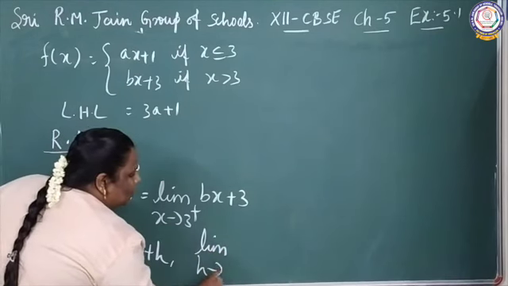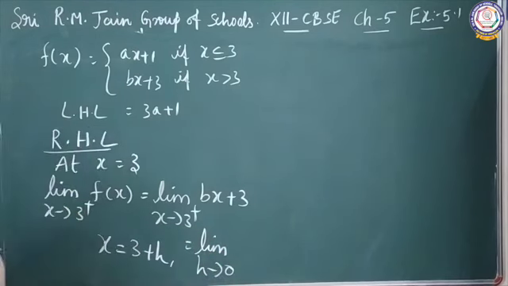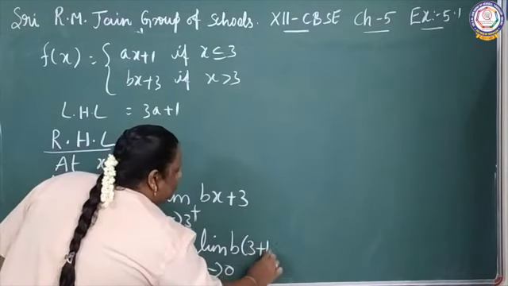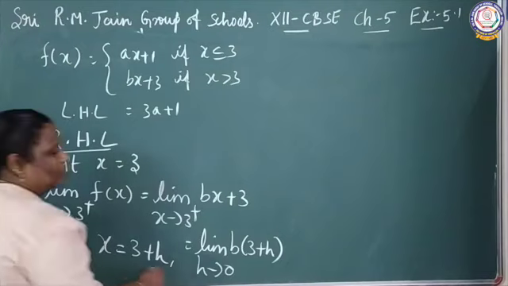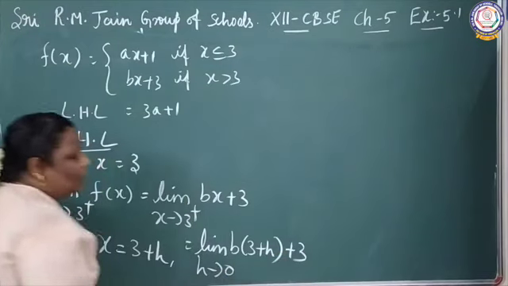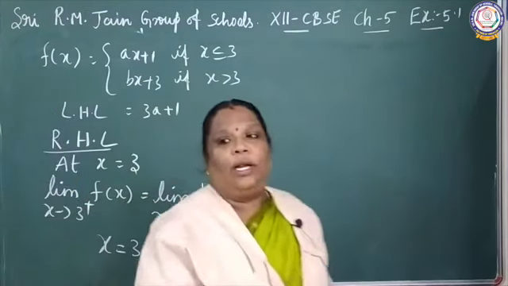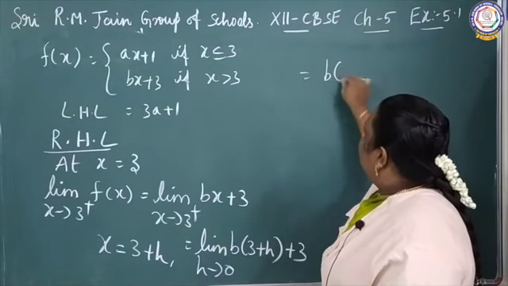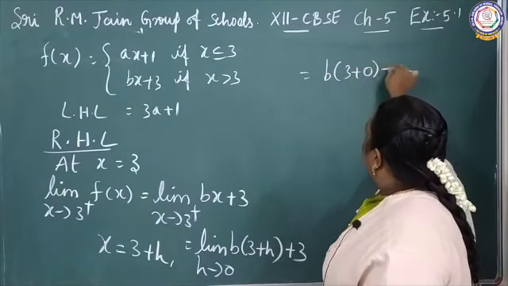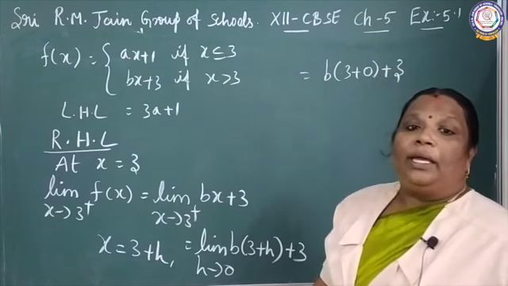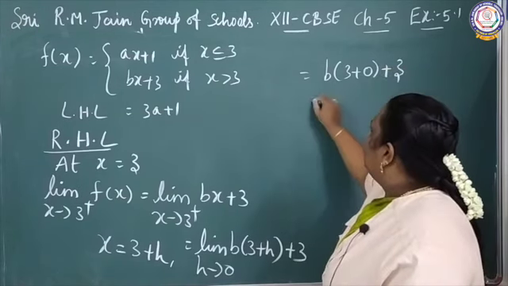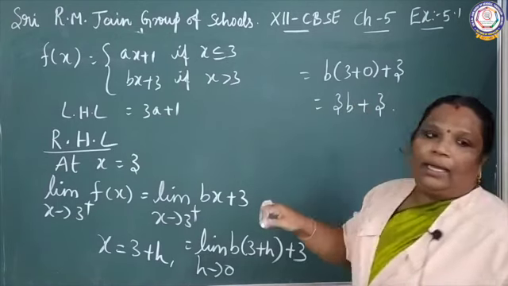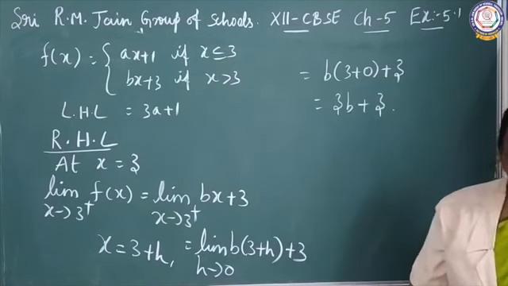Limit h tends to 0, b into 3 plus h plus 3. Substitute h equal to 0: b into 3 plus 0 plus 3, it gives 3b plus 3.